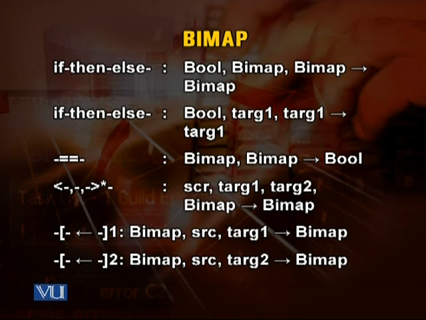Then we have the editor functions, two editor functions. These editor functions take a bimap and a source. They search for that source in this bimap, and once the source is found, the target 1 that we had there is replaced by the target 1 which is being supplied in this function. And the second editor function, the only difference is that now we have target 2. So it replaces the old target 2 with the new target 2 and gives us the updated bimap back.